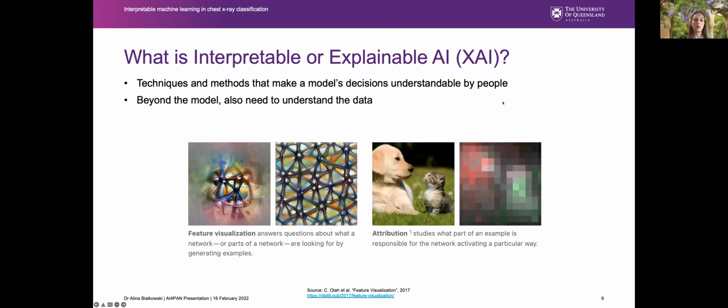Also, for interpretability and explainability, we need to understand beyond just the model alone, because in deep learning especially, the model is very much linked to the data it was trained on. And so to be able to interpret a model, we actually need an understanding of the data itself. So in this presentation I'm going to go through some examples of visualizing the features, so understanding what a neural network is looking for, as well as where in the image the model is looking.